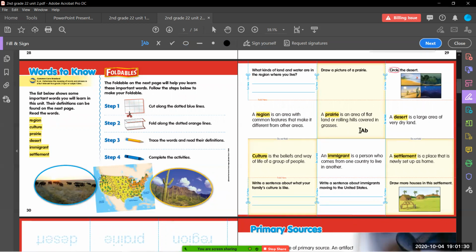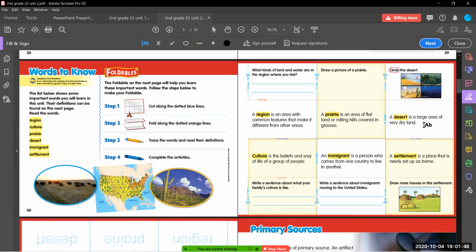Now over here, a prairie is an area of flat land or rolling hills covered in grass. So you don't see big trees in a prairie. So take a look down here. This is going to be similar to what a prairie is. So over here, I want you to draw a picture of a prairie. It doesn't have to be super detailed, but it does have to be neat.